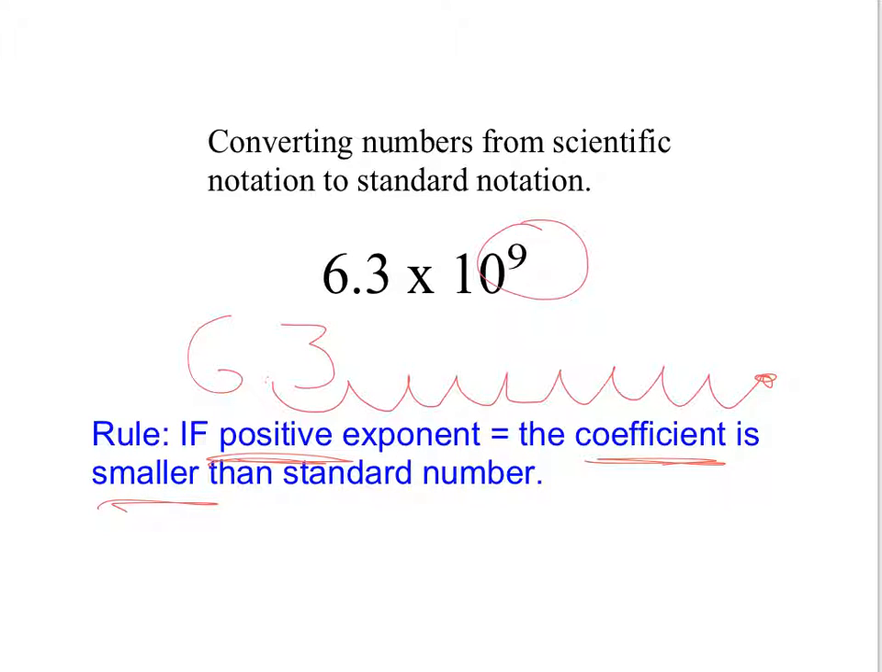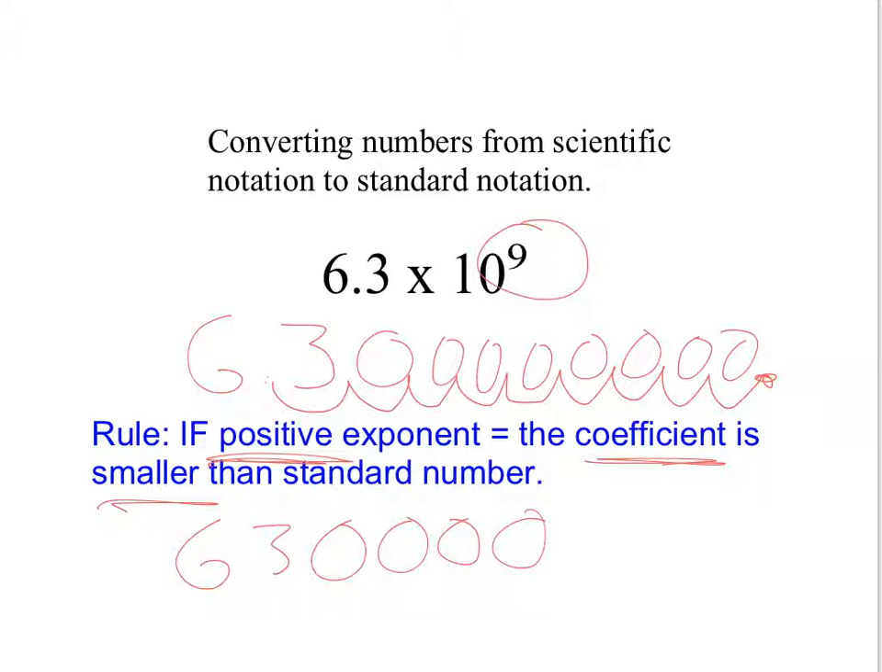That's our new decimal spot, and then we have to put our zeros in to make our number. And so our number here is 6, 3, followed by zeros, counting 1, 2, 3, 4, 5, 6, 7, 8, 9, and another 0 to make sure. And then we just put our commas and we get 6.3 billion. So again, our rule, if positive exponent, positive 9, the coefficient is smaller.